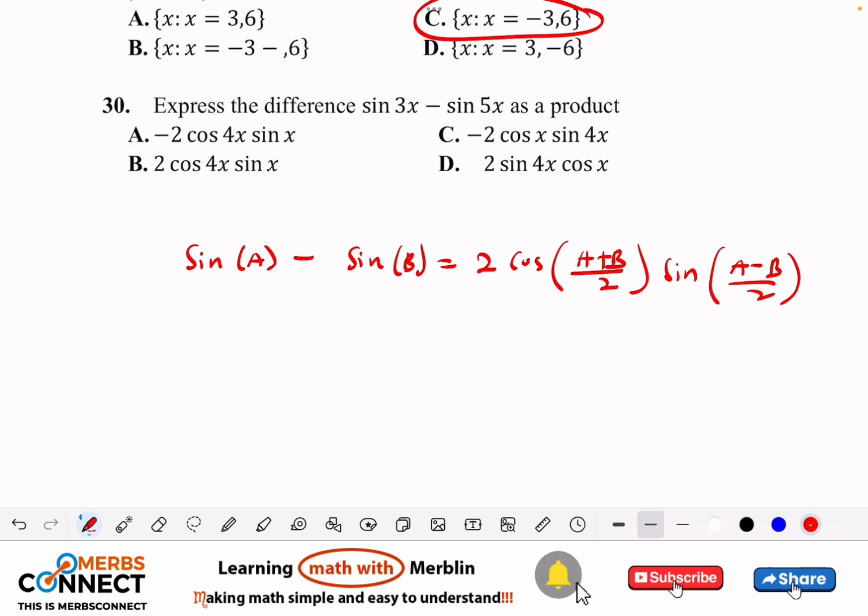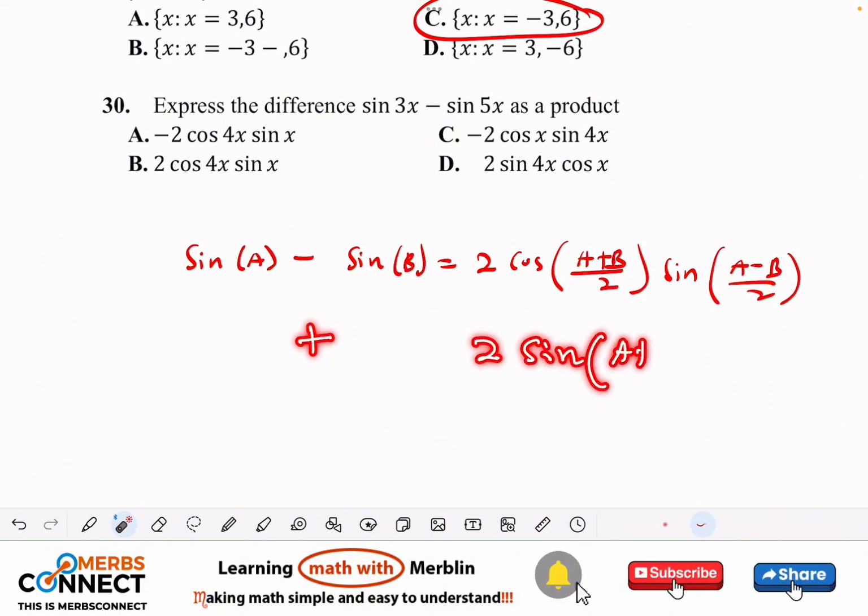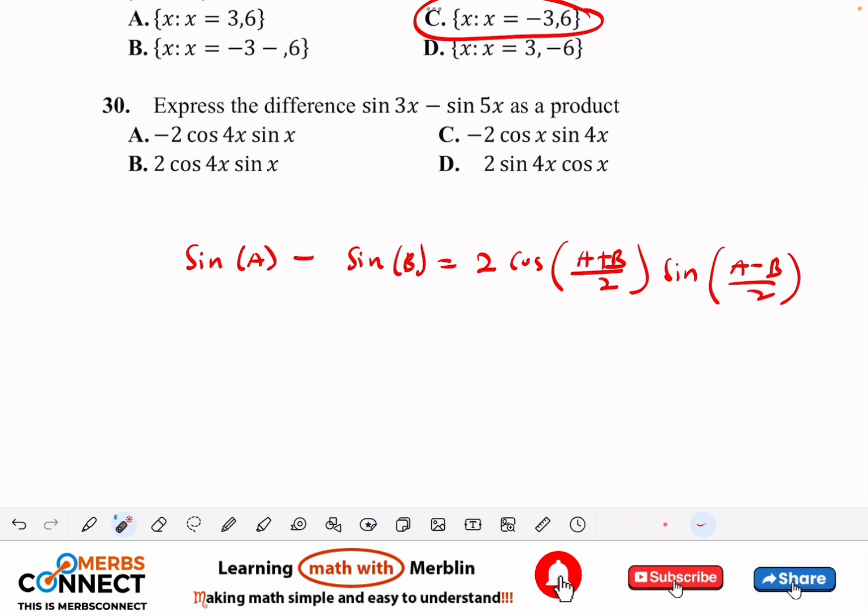So this is how the product works. Please go to your Math 101 textbook and learn the rest. There are, I think, 4 or so. We have the one that goes with this, and this is plus. When this one is plus, this one will swap. When it is plus, you are going to have 2 sine of (A plus B) over 2, and then the cos will take the (A minus B) over 2. That will be the plus. And then we have the ones that go with cos as well, right?